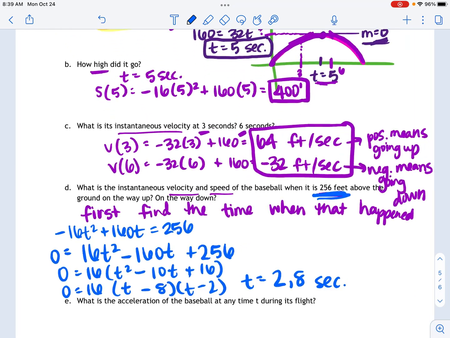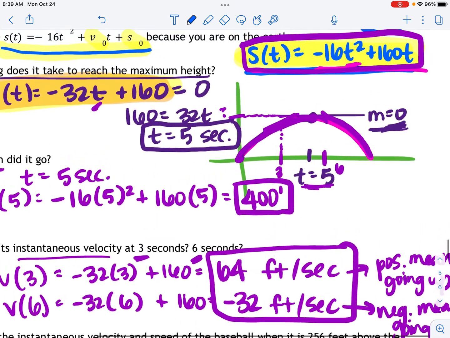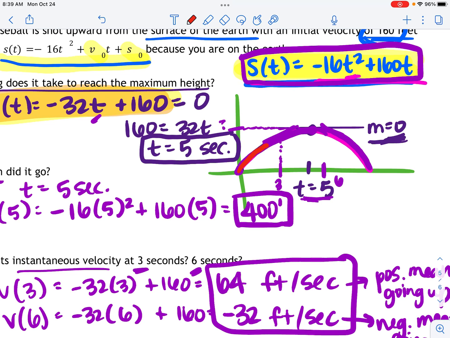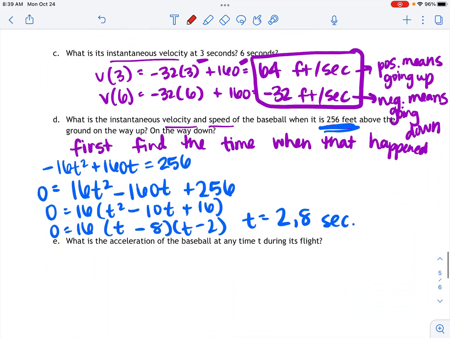So I have 2 times when the ball was 256 feet above the ground. I hope that that's not surprising. Again, if we go back to our graph, if you watch the ball, it goes up, and then right about here, it's at a height of 256 feet, and then you keep going, and right about there, it's at that same height again. So on the way up and on the way down, it was at 256 feet at some point in its path.